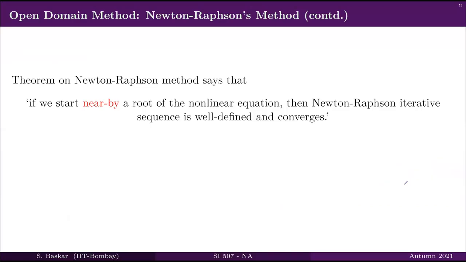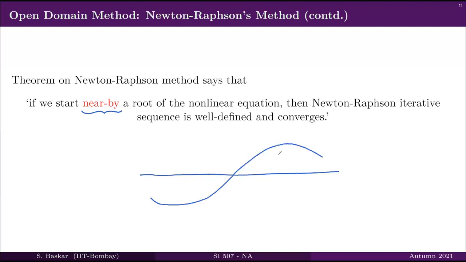In this theorem, the main part is that if we start nearby a root of the nonlinear equation, then the Newton-Raphson iterative sequence is well defined and it converges, right? This is the main takeaway from this convergence theorem. How near do we have to choose? Well, there is a way to do that, which is explained in the proof itself. Well, if I don't start my iteration nearby, that is, if I don't take my x naught in a sufficiently chosen delta neighborhood, then what happens?